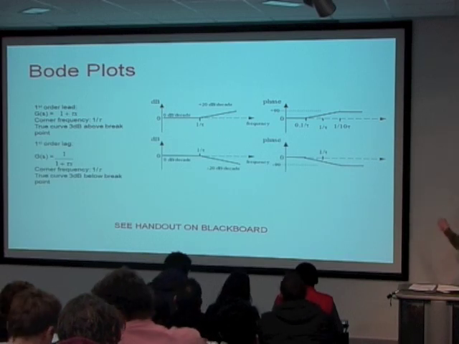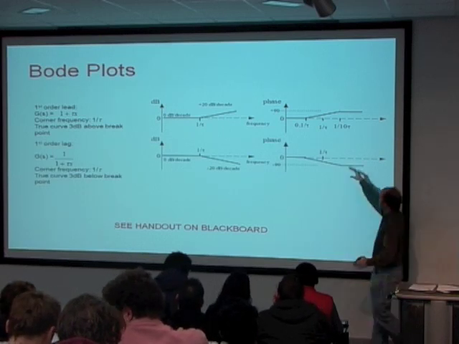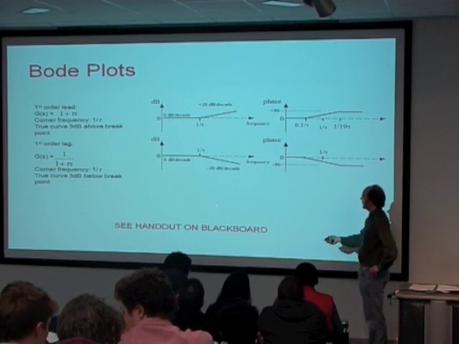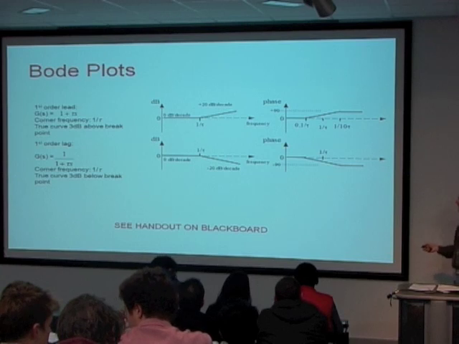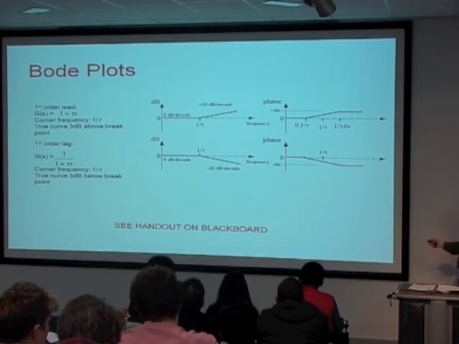A first order lag, so this is 1 over 1 plus Tor S, is the inverse of this. Okay, so again, you start off at 0, you end up falling at minus 20 dB per decade. And your break point is 1 over Tor. And the same thing here, we go from 0 to minus 90.